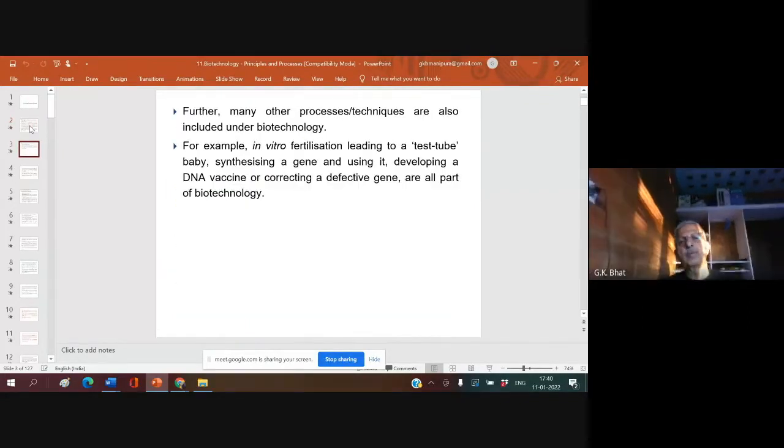Further, many other processes or techniques are also included under biotechnology. For example, in vitro fertilization leading to a test tube baby, which you have already studied under the human reproduction chapter, synthesizing a gene and using it, developing a DNA vaccine, or correcting a defective gene are all part of biotechnology. So, let us look into more details about this.